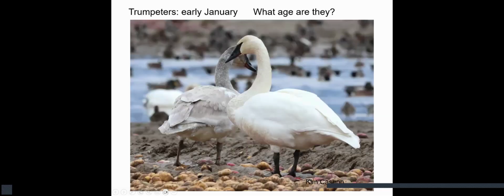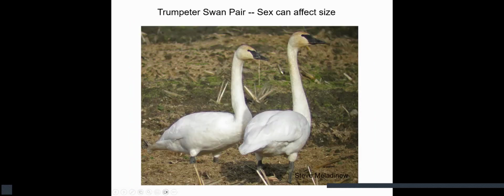So here is a contrast between an adult trumpeter on the right and a juvenile on the left. You can even see the leg color, but this will happen through the whole winter season. Trumpeter swans can be various sizes, and it can be deceiving in the field when you're looking at them. So do not depend on size to look at whether it's a trumpeter or a tundra.